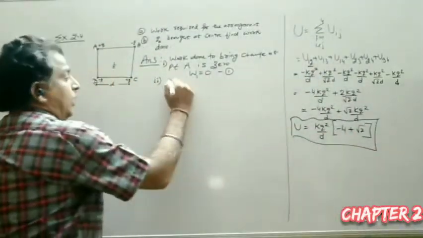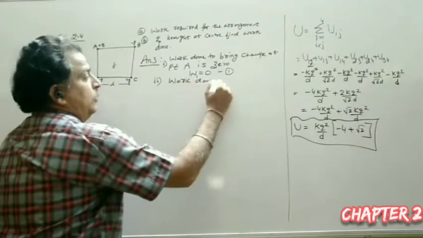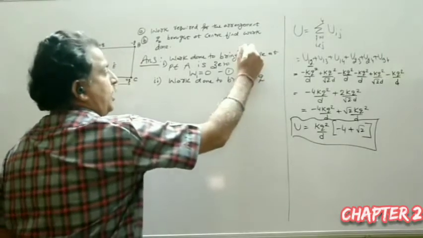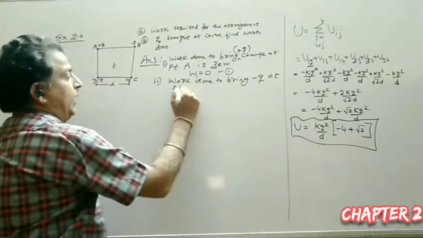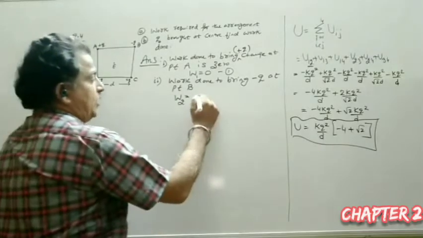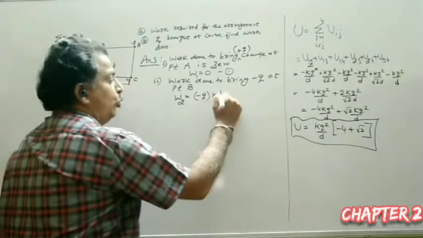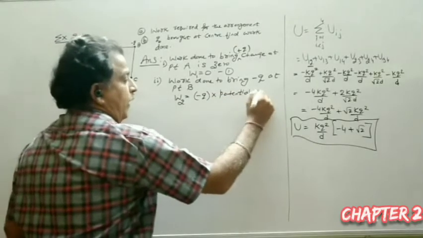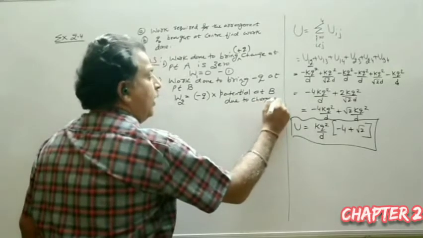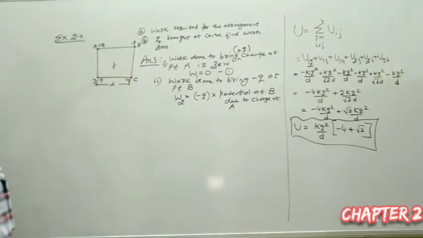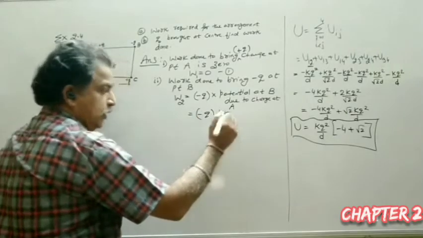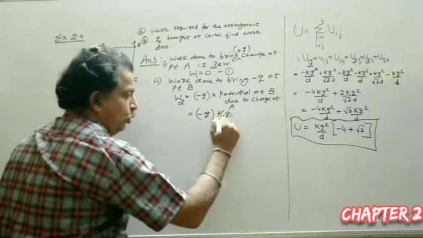Now directly I will write the work done to bring a minus q charge, here it is plus q charge, minus q charge at point B. So I will write W2 is equal to how much charge I brought, minus q, into the potential at B due to the charge at A. So this can be written as minus q, and potential means K, source. The source is plus, that is q1, here q, upon distance.